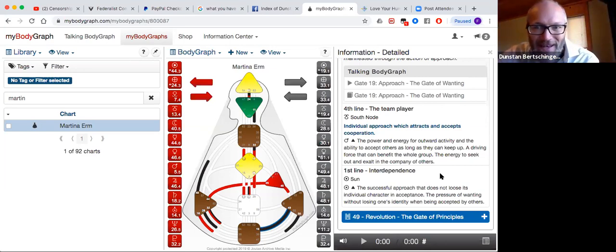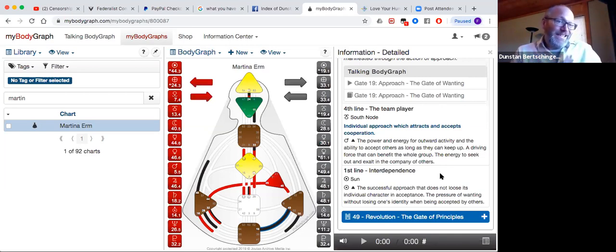First line, interdependence. So this is your sun gate activated on the first line, as you're an investigator. The successful approach that does not lose its individual character in acceptance. The pressure of wanting without losing one's identity when being accepted by others. And of course, you have the whole channel. So that pressure is the pressure from the root. Then you're accepted and valued by other people, but without losing your own sense of self and who you are. And of course, then you've got the team player there as well, as the fourth line.